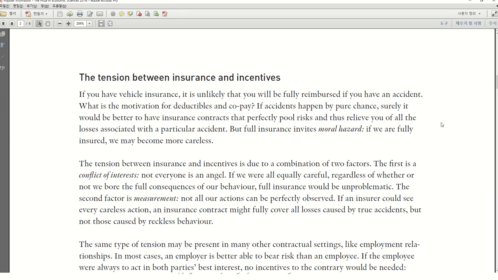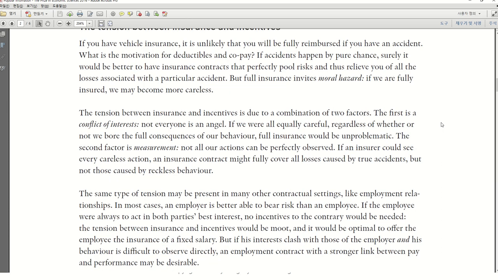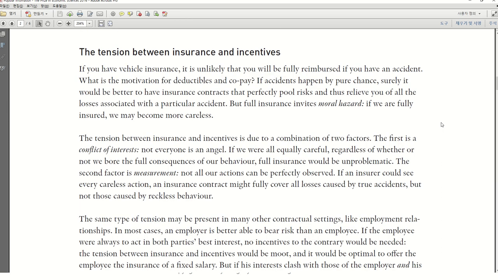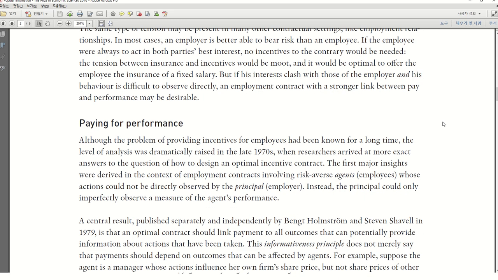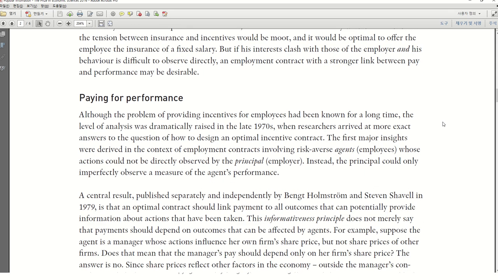After you have taken my lecture, I hope your understanding is much improved, and you can now read this document much more easily. So the first topic was the tension between insurance and incentives, and the next one is paying for performance. What does paying for performance mean? It simply means the incentive contract, right?